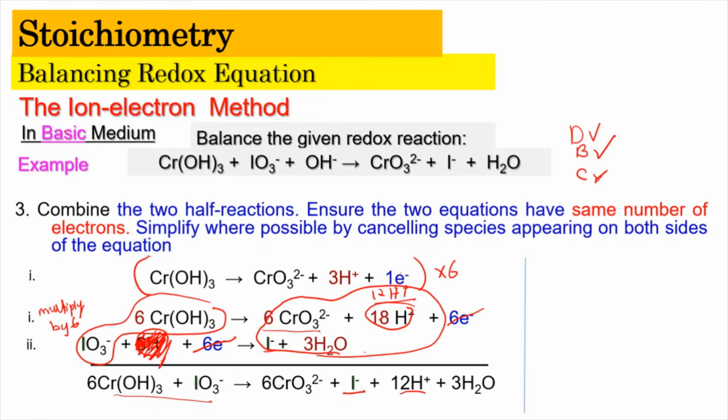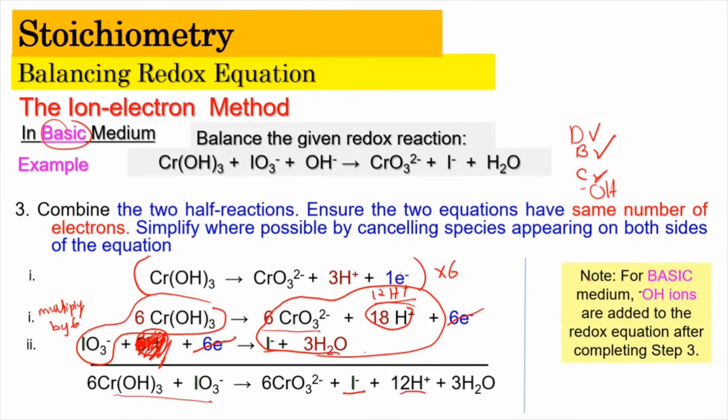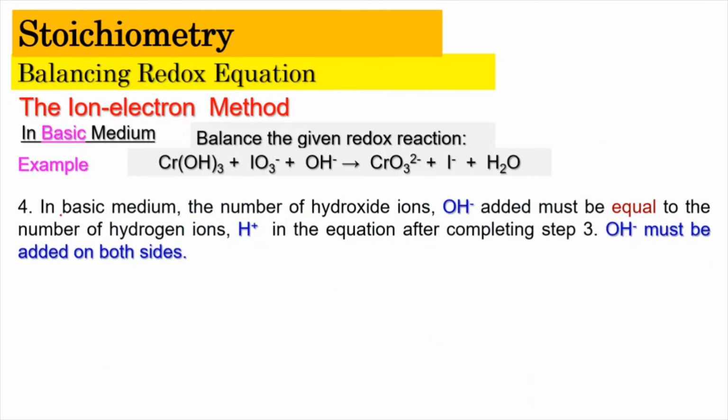However, when we are talking about basic, we have another step, which is the OH-, DBCO. Note for basic medium, the hydroxide ions are added after we complete step number 3. So now let us do step number 4. In basic medium, the number of hydroxide ions added must be equal to the number of hydrogen ions, and the hydroxide ions must be added on both sides.